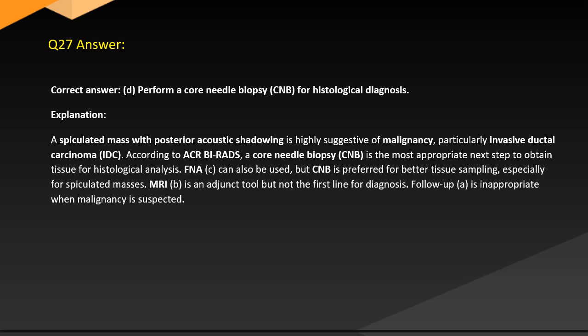FNA C can also be used, but CNB is preferred for better tissue sampling, especially for spiculated masses. MRI B is an adjunct tool, but not the first line for diagnosis. Follow-up A is inappropriate when malignancy is suspected.